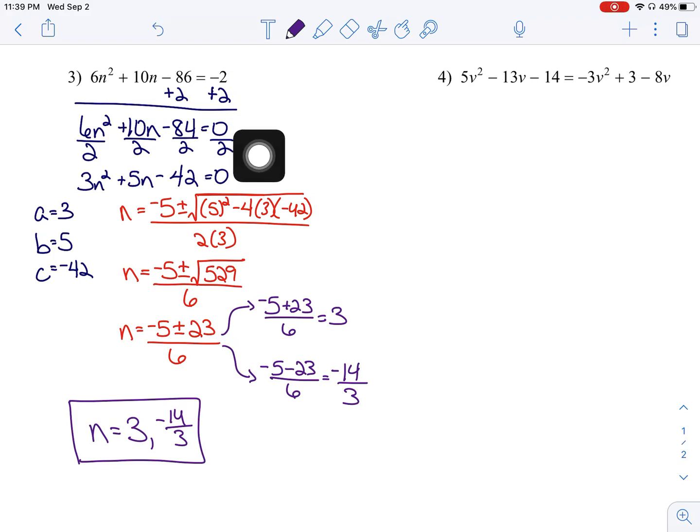This next step was optional. It is totally optional. You did not have to divide by 2. Dividing by 2 in this case won't change the outcome. It just changes the values here. It will turn into smaller numbers. So I did do that division.